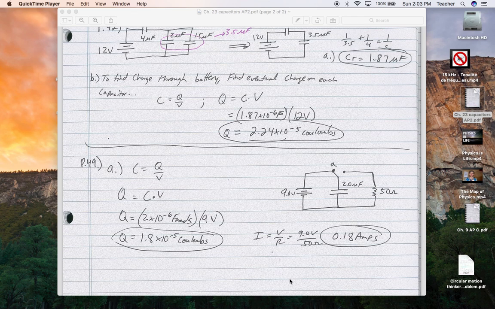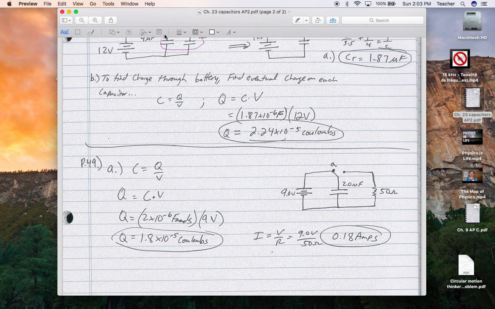For problem 49, this is actually really interesting because we had a circuit where we had this switch at A. I don't know why I forgot to label that as B. I will do that. B, maybe can make that a little smaller.